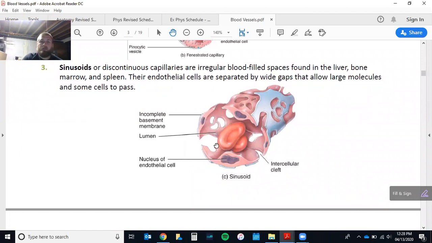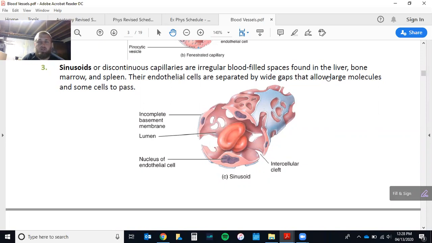We call these sinusoids. They have really big holes, or sinuses, I guess is what they call them. Just so big that even platelets, big proteins, even blood cells can pass through these holes.